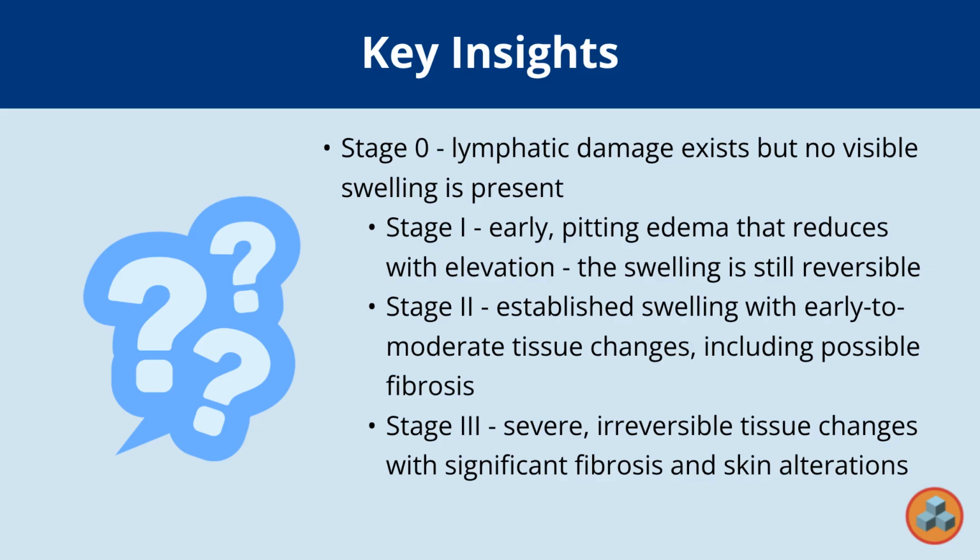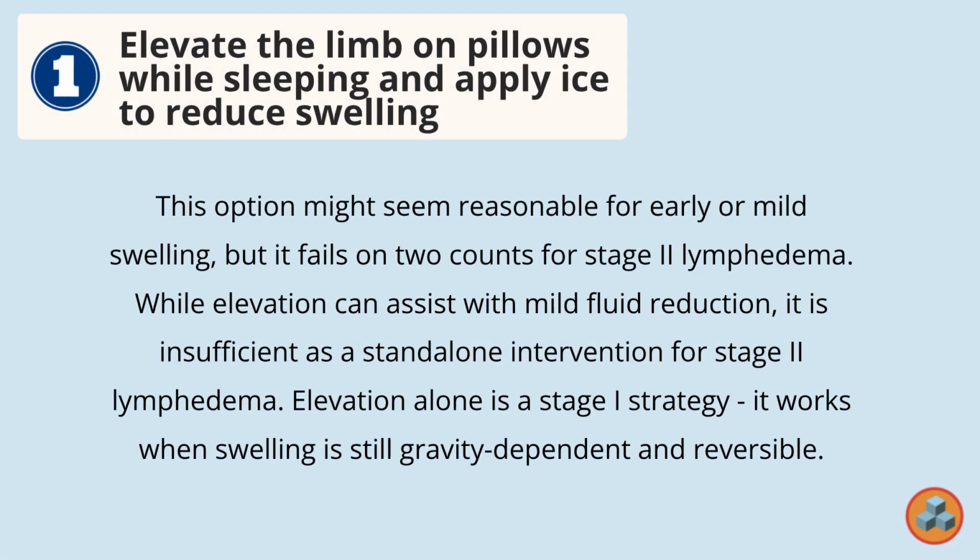The treatment approach must match the stage, and for stage 2, the intensity of intervention needs to match the severity of the condition. Let's explore each of the options. Option 1. Elevate the limb on pillows while sleeping and apply ice to reduce swelling. This option might seem reasonable for early or mild swelling, but it fails on 2 counts for stage 2 lymphedema.